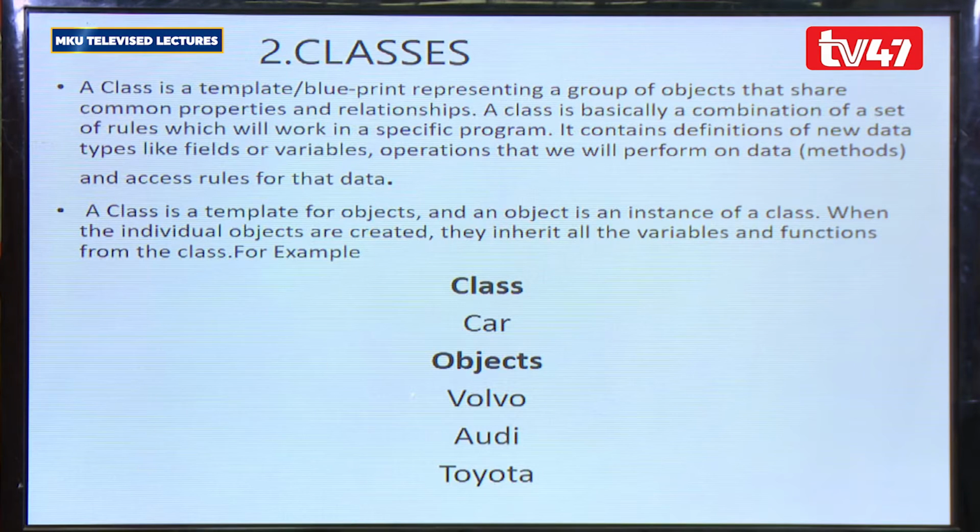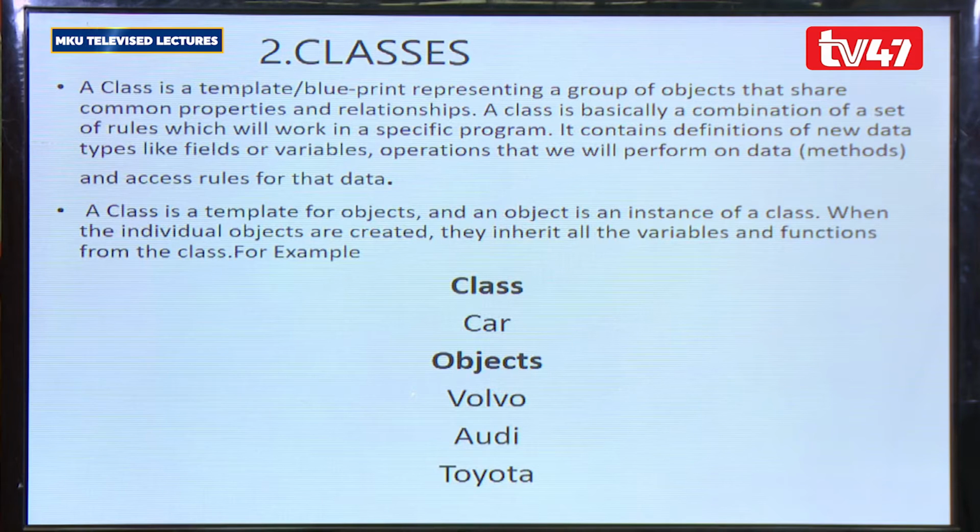And we can say that it contains definition of new data types like fields or variables, or even operations that will perform on the data. And those operations that will perform on the data is what we call the methods. And of course, we'll also have another definition of what a class is. It is just to expound more.